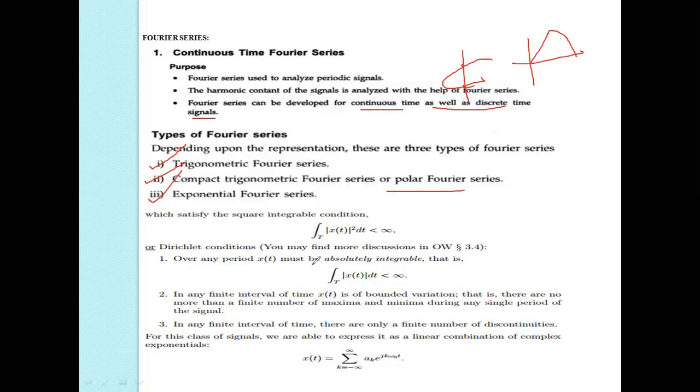one period. x of t must be absolutely integrable, that is, the integral of |x of t| dt is less than infinity. In any finite interval of time, x of t is of bounded variation, that is, there is no more than a finite number of maxima and minima during a single period of the signal. In any finite interval of time, there are only a finite number of discontinuities. For this class of signals, we are able to express x of t as a linear combination of complex exponentials: x of t is equal to the sum of k equal to minus infinity to infinity of a suffix k e power j k omega naught t.